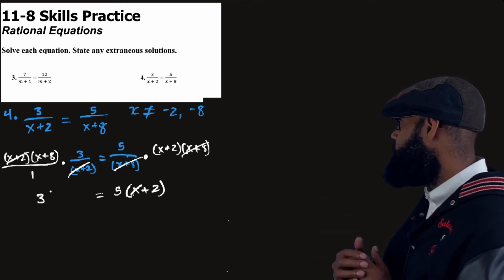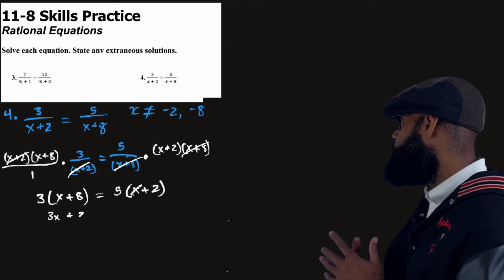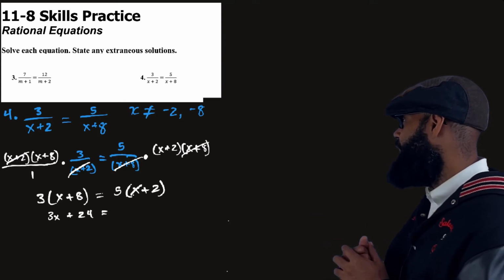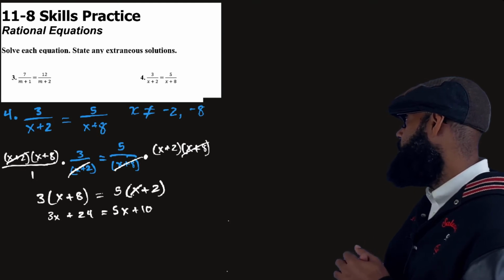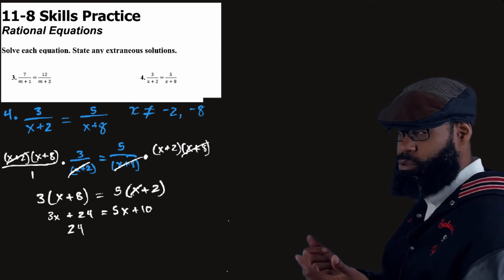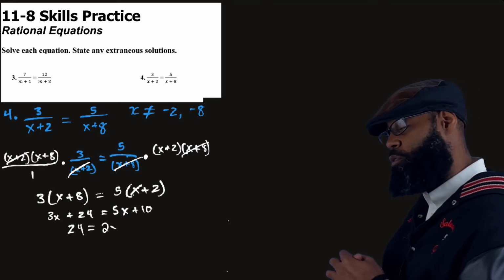On the other side, your x plus 2 in the numerator cancels with your x plus 2 in the denominator, leaving you with 3 times the quantity of x plus 8. So 3x plus 24 is equal to 5x plus 10. Again, going back to chapter 2 or 3, solving a multi-step equation with variables on both sides.